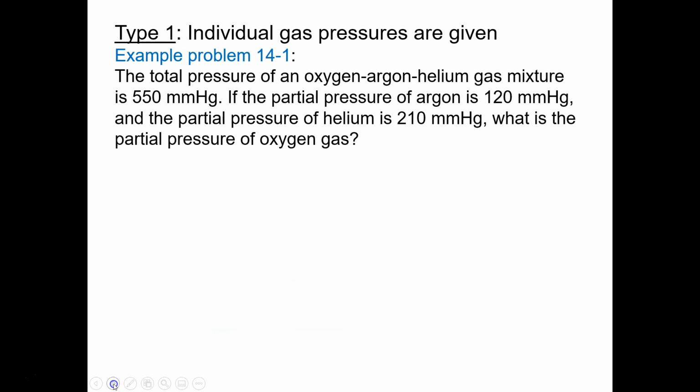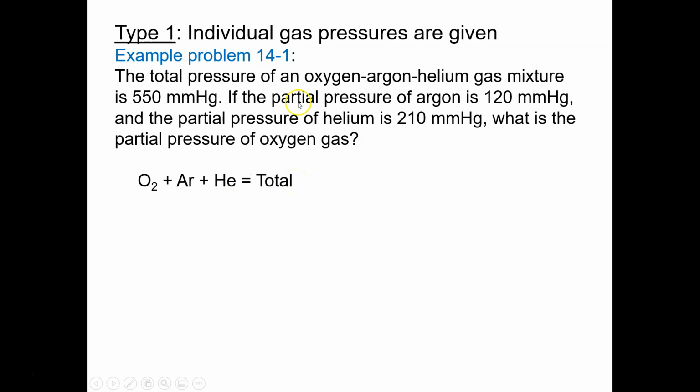So let's go over type number 1, where all the individual gas pressures are given. Here I have an oxygen, argon, helium gas mixture. This mixture has 3 different gases, and the total pressure comes out to be 550 millimeter mercury. So first I'm just going to say, okay, I have oxygen, argon and helium, and that's my total gases in that container.